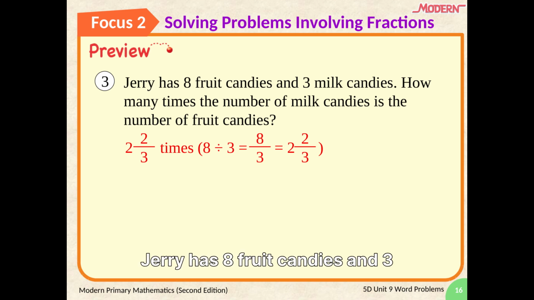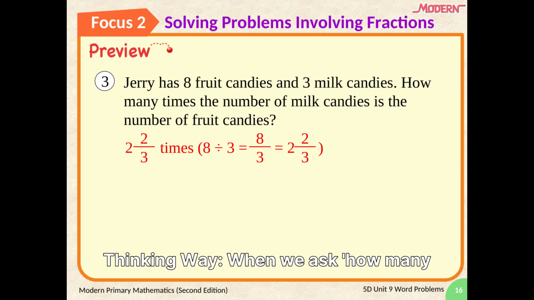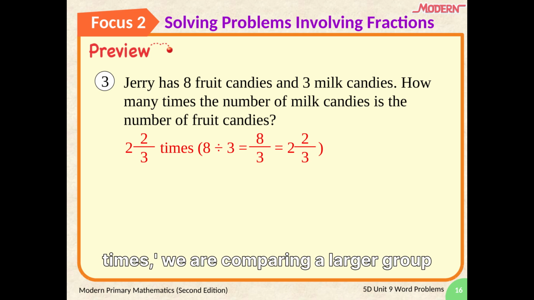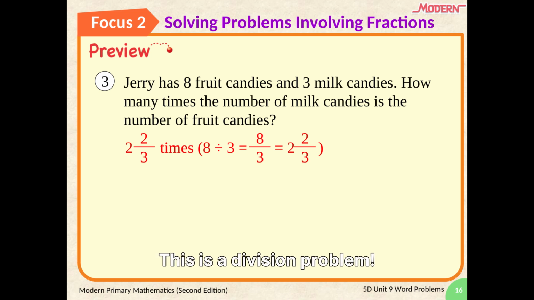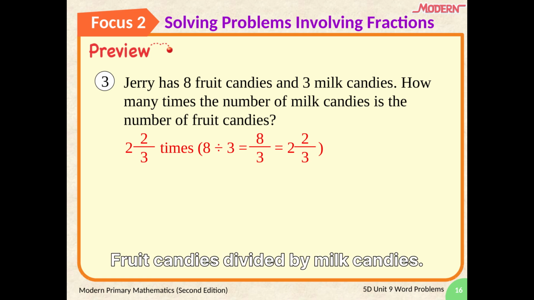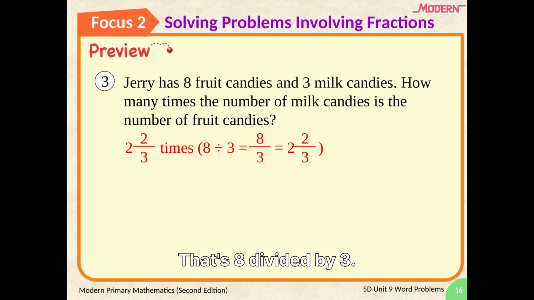Jerry has 8 fruit candies and 3 milk candies. We need to find how many times the number of milk candies is the number of fruit candies. Thinking way: when we ask how many times, we are comparing a larger group to a smaller one. This is a division problem. Fruit candies divided by milk candies. That's 8 divided by 3. We can write this as the fraction 8 over 3.